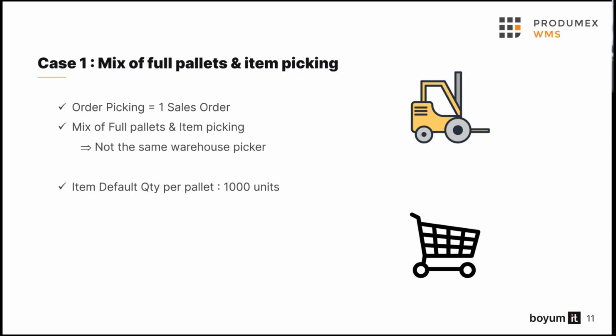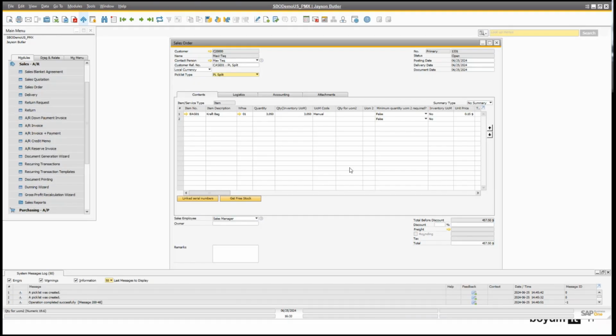My sales order includes an item whose default quantity per pallet is 1,000 units. The order quantity will be 3,050. So you can see there will be 3 full pallets, which will be one pick list, and 50 units, which will be another pick list. Just to show you how it works, I will go into SAP.